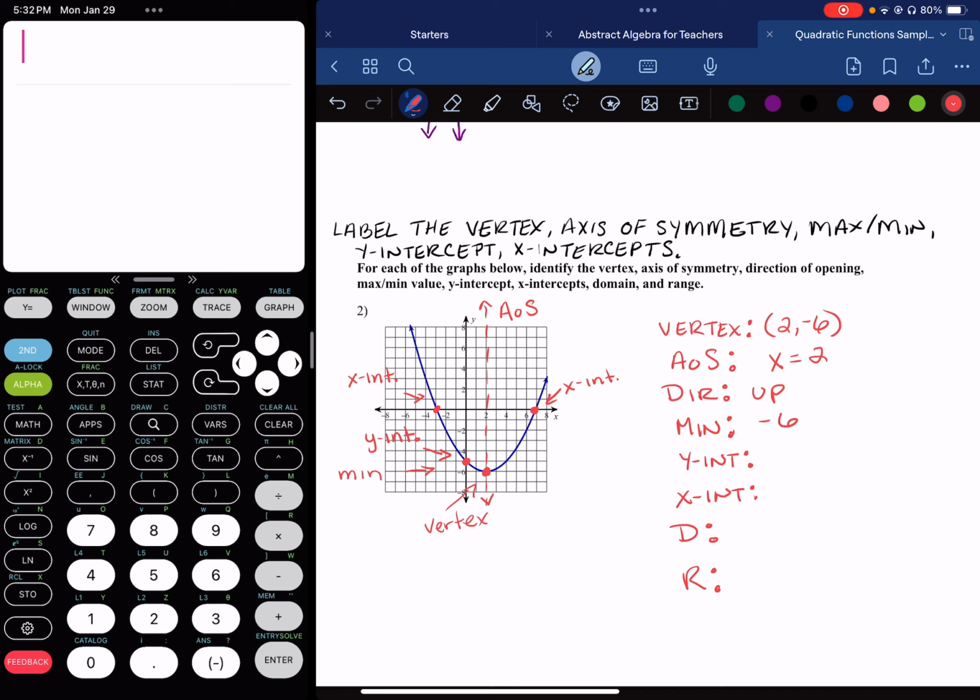Again, minimum is not an ordered pair. It's not a point, it's a value. My minimum value is -6.